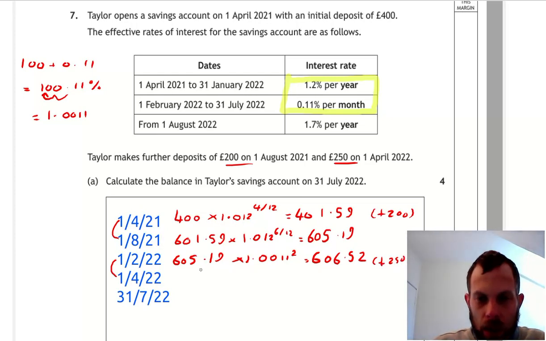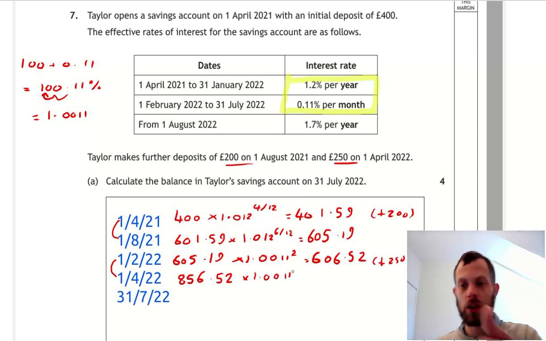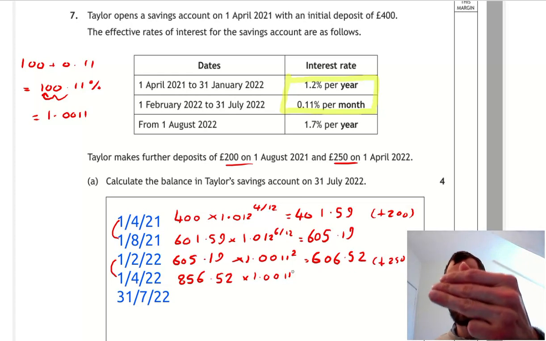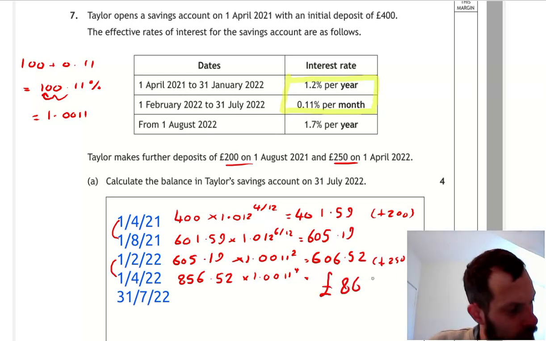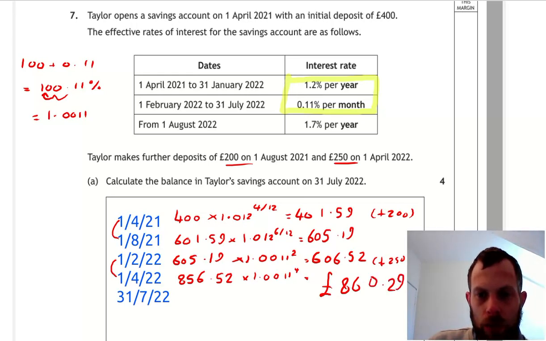Now we have the cash flow on the 1st of April, so we have to add on £250. So that's going to be £856 and 52p, and we are still on the 0.11% monthly interest. So 1.0011, let's count the months, 4, 5, 6, 7, to the power of 4 for 4 months. We do count July because we're working until the end of July. And again, be careful, just to the power of 4, not 4/12. So our final balance is £860 and 29p on the 31st of July 2022.